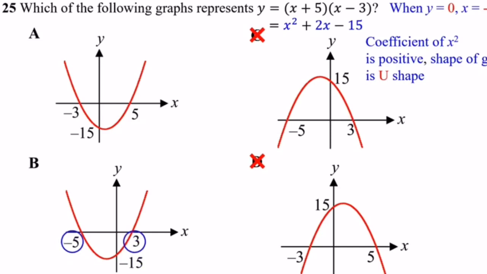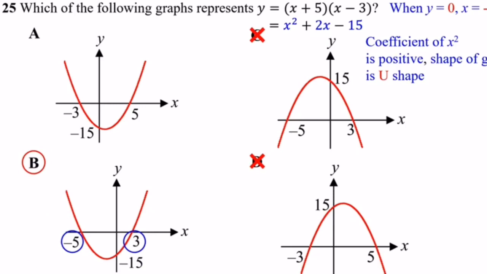The x-intercept is just finding the roots. When y is 0, what are the values of x? When y is 0, you get x plus 5 equal to 0, so x equals negative 5. x minus 3 equal to 0, so x equals positive 3. Yes, those are the two roots. Roots mean the x-intercept. Remember, roots mean where the quadratic curve cuts the x-axis.